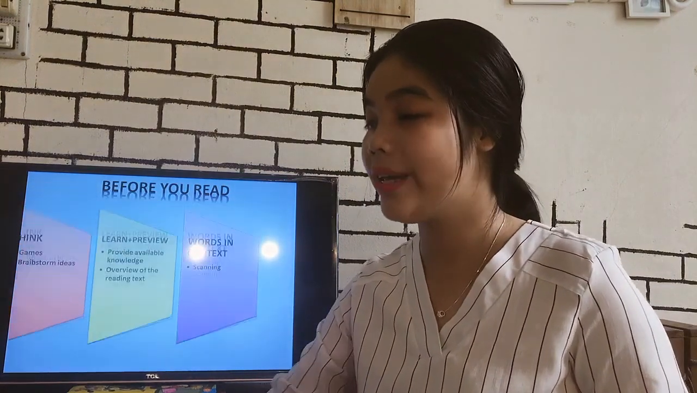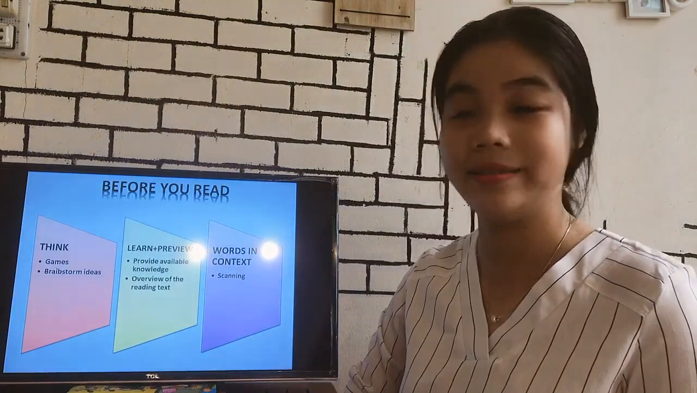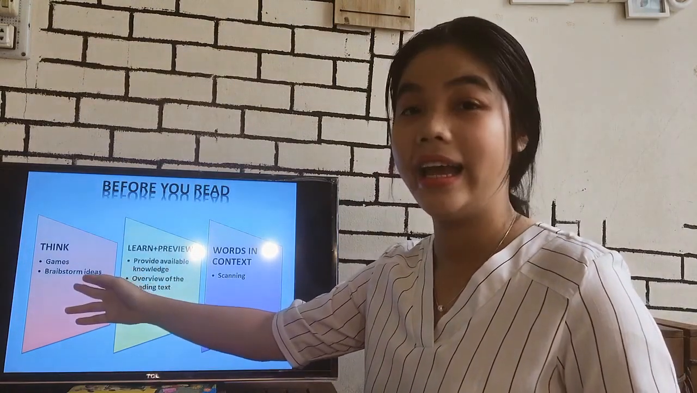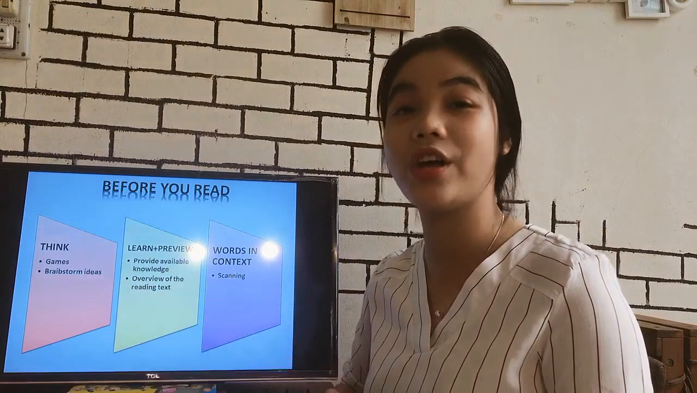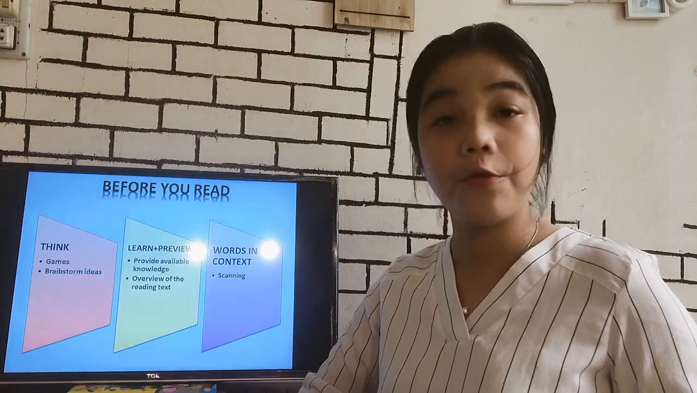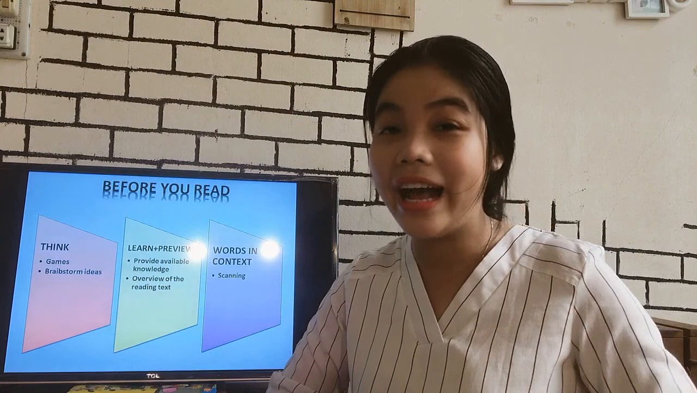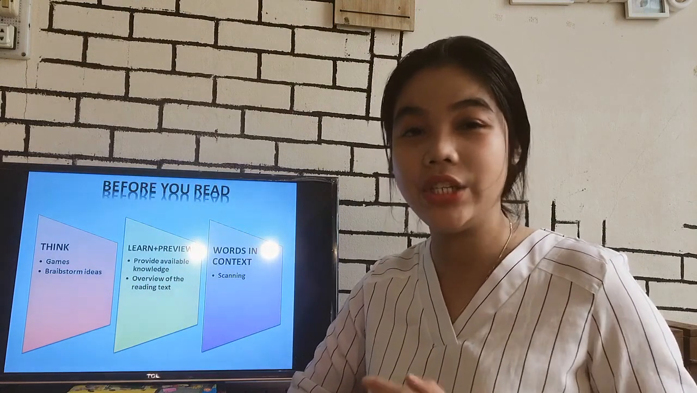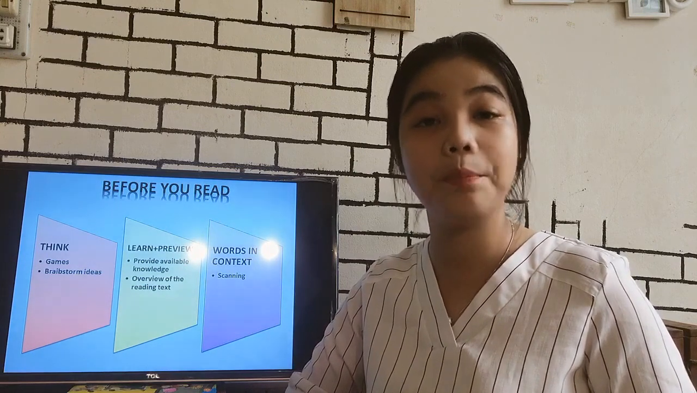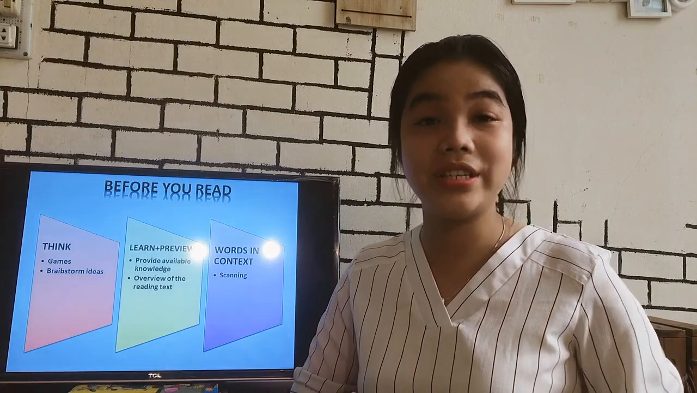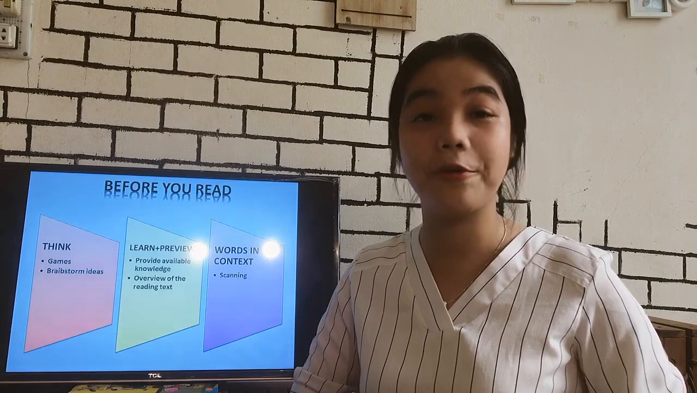How about before you read? There are 3 stages in this lesson. The first one is think. In this part, teacher can design some game to help students brainstorm ideas. For example, you can divide your class into teams. Each team has to give some ideas. Each idea will have 10 points. Remember to time them so they can work as quickly as they can.